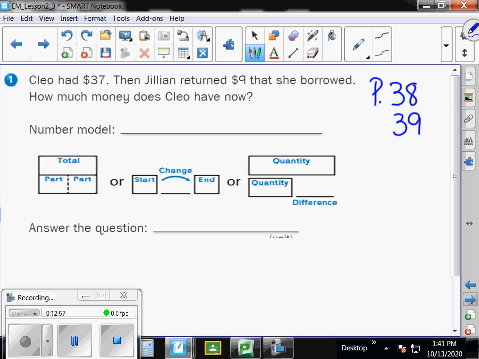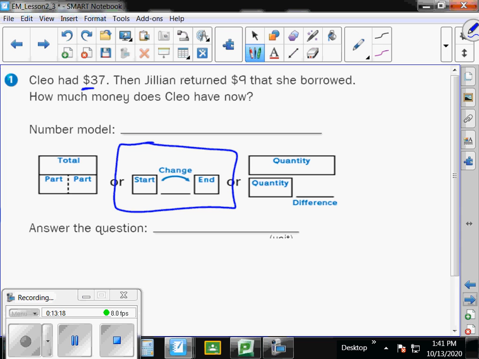All right, so looking at number 1, it said Cleo had $37, then Jillian returned $9 that she borrowed. How much money does Cleo have now? Now guys, again, if you have money problems, start, change, end is going to be your best friend. This diagram right here, because you can put in how much money you started with, you can write down what changed, and then you can write down what you're ending with.